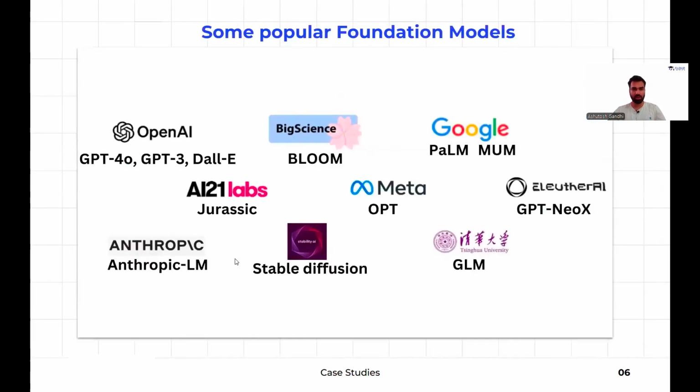Some of the popular foundation models that are out there include GPT-4o, which is the latest one provided by OpenAI, GPT-3, DALL-E for image generation, BLOOM by BigScience provided by Hugging Face, PaLM provided by Google, OPT provided by Meta, Jurassic provided by AI21 Labs, and Stable Diffusion provided by Stability AI. Now, let us head over to the console and have a look at the text generation model in action.